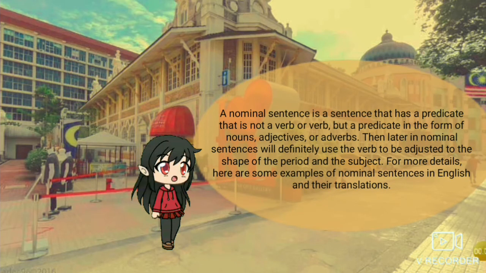A nominal sentence is a sentence that has a predicate that is not a verb, but a predicate in the form of nouns, adjectives, or adverbs. Then later in nominal sentences, you will definitely use the verb to be, adjusted to the form of the tense and the subject. For more details, here are some examples of nominal sentences in English and their translations.